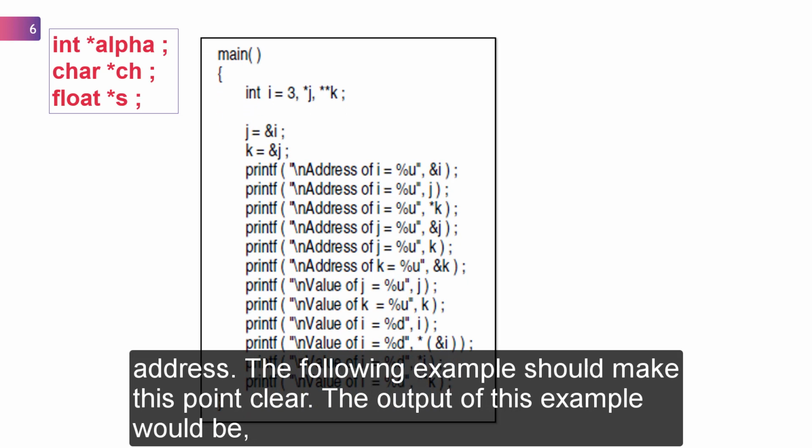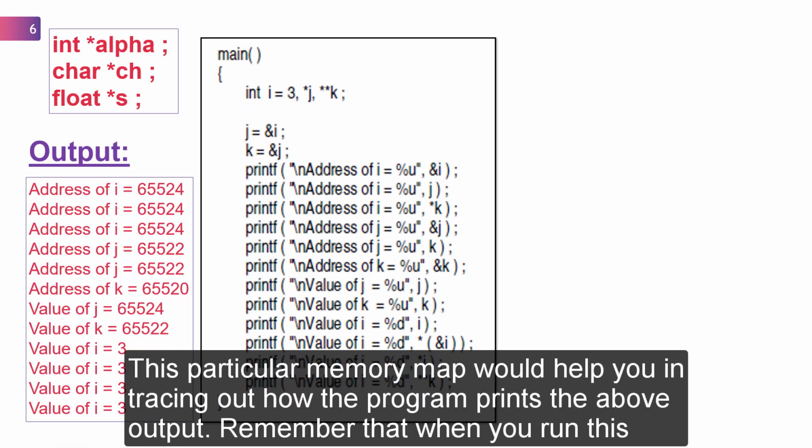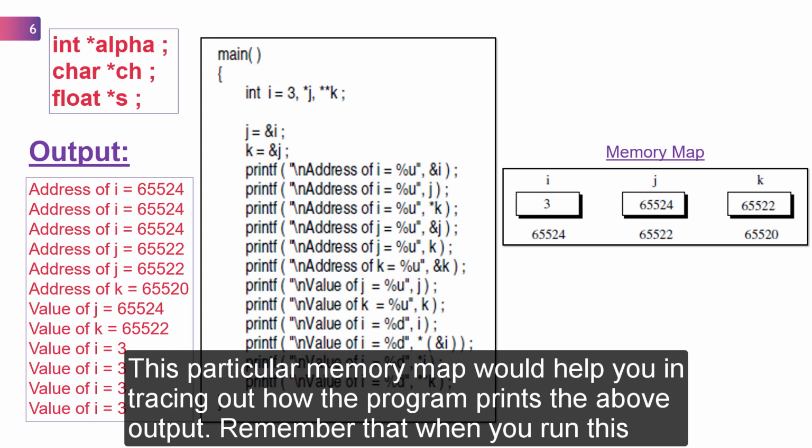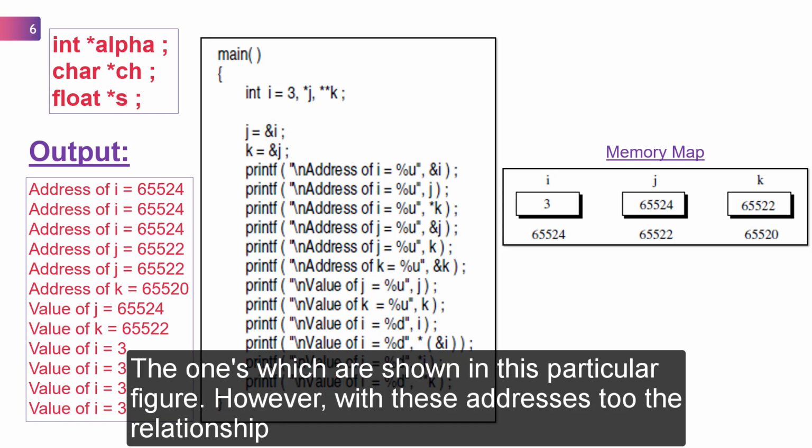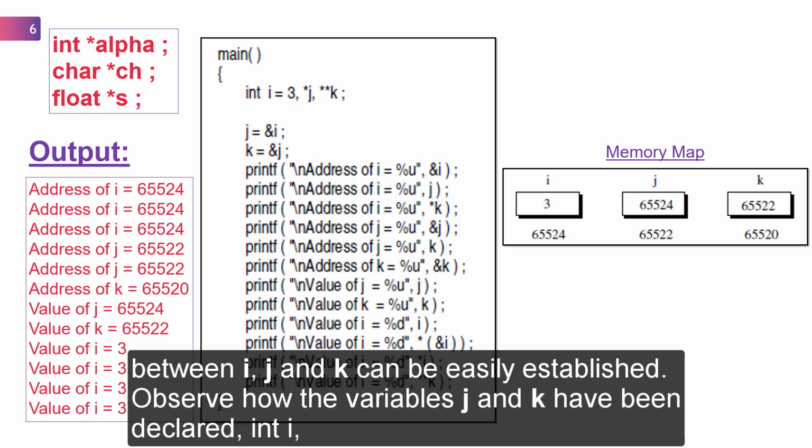The output of this example would be as shown. This particular memory map would help you in tracing out how the program prints the above output. Remember that when you run this program, the addresses that get printed might turn out to be something different from the ones shown in this particular figure. However, with these addresses too, the relationship between i, j and k can be easily established.